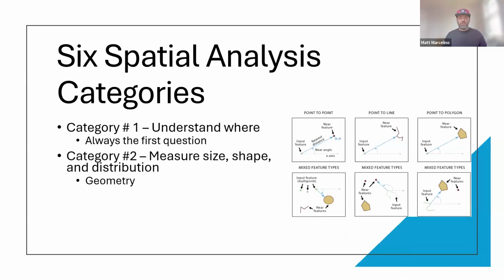Category 2 is measuring size, shape, and distribution. And this is really important because you may want to describe an object in terms of its geometry, such as area, length, perimeter, height, or volume. Or you may also want to describe the distribution of several objects within a landscape.